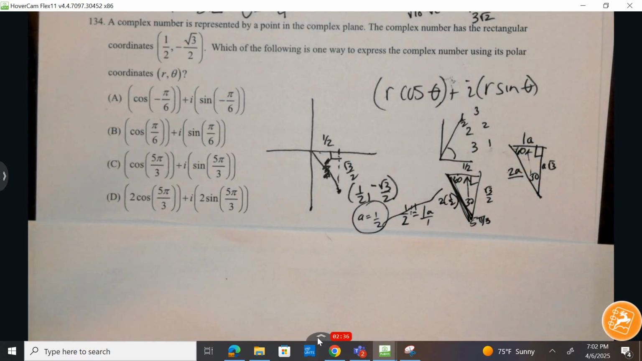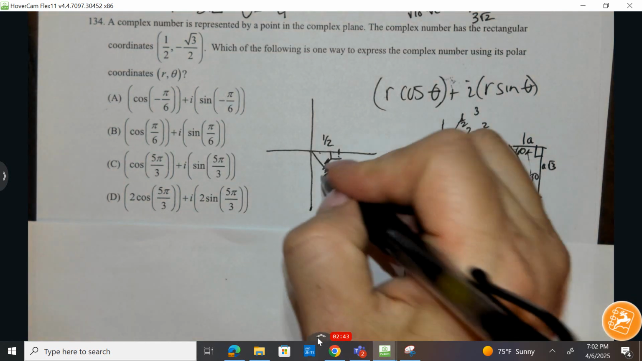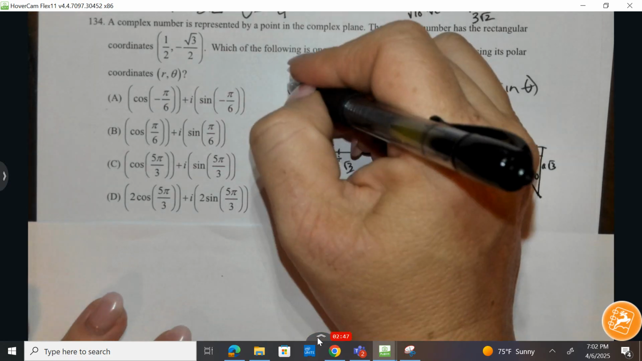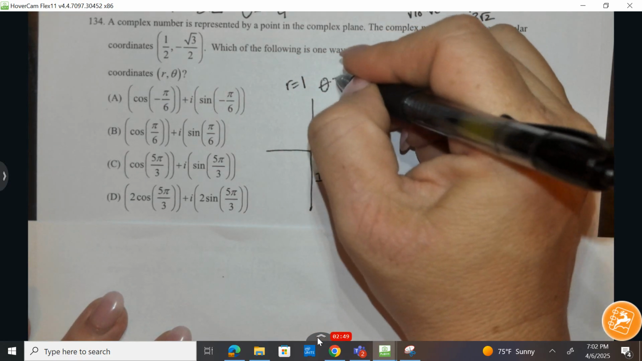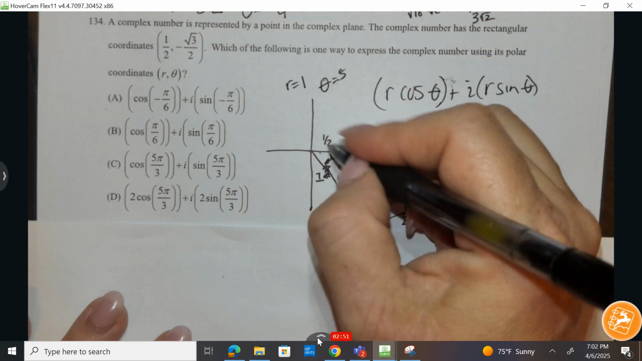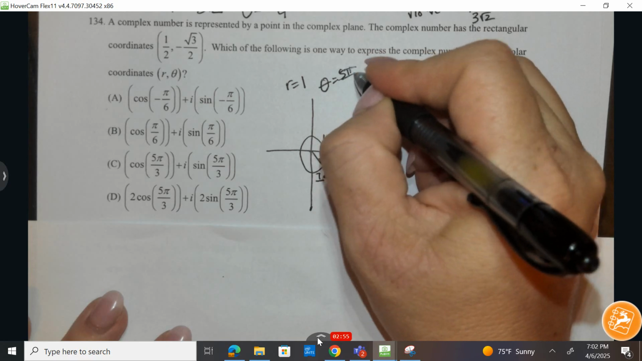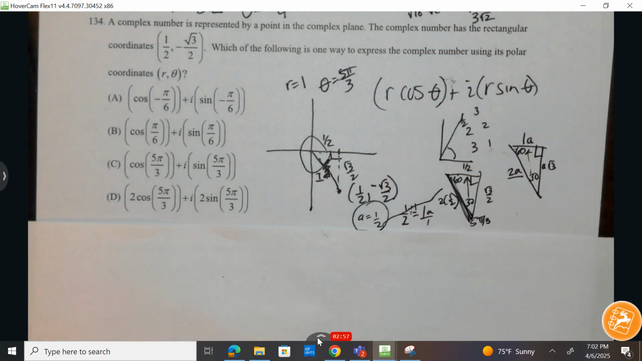Or you would know that the unit circle has a radius of 1, and you wouldn't have to do that math. It's really up to whatever your understanding of mathematics is. So I know that this is 1. So r is 1, and we've already declared this angle all the way around to be 5 pi over 3, with that reference angle of 60 degrees or pi over 3.